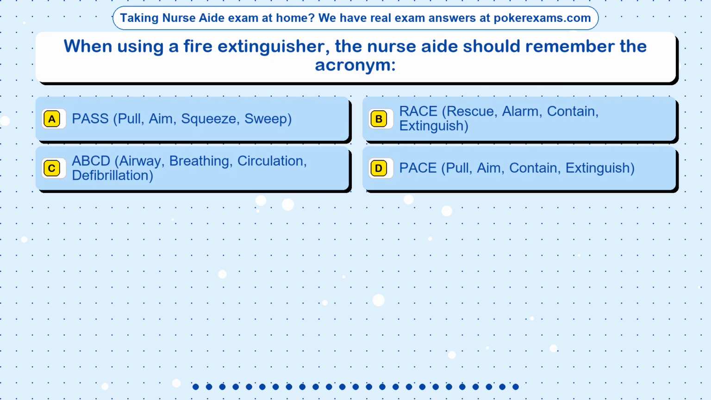Question 13. When using a fire extinguisher, the nurse aide should remember the acronym. Option A, PASS: pull, aim, squeeze, sweep. Option B, RACE: rescue, alarm, contain, extinguish. Option C, ABCD: airway, breathing, circulation, defibrillation. Option D, PACE: pull, aim, contain, extinguish.